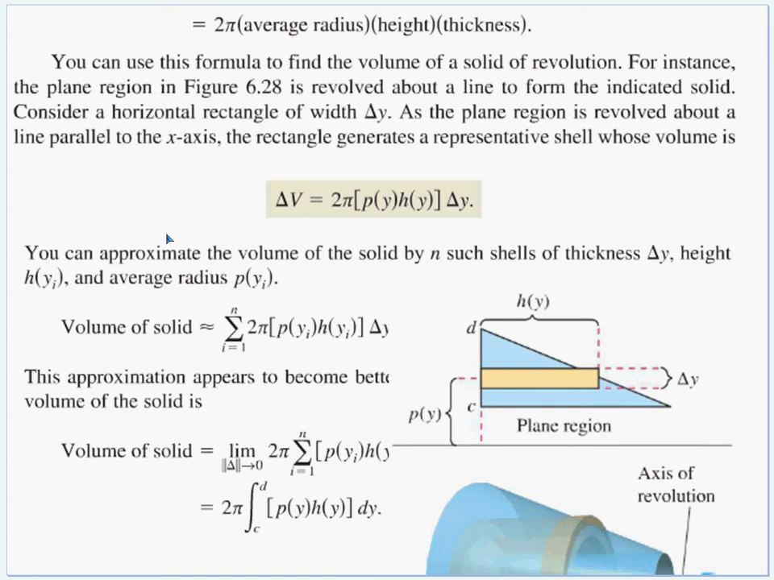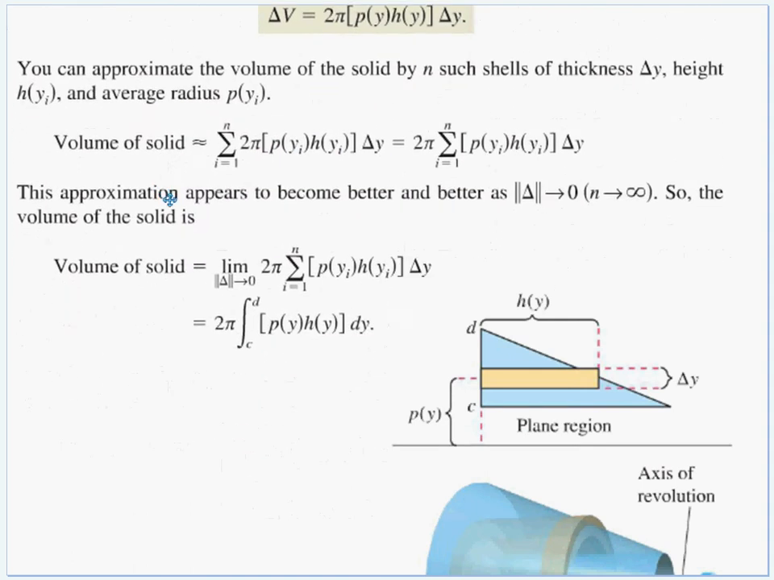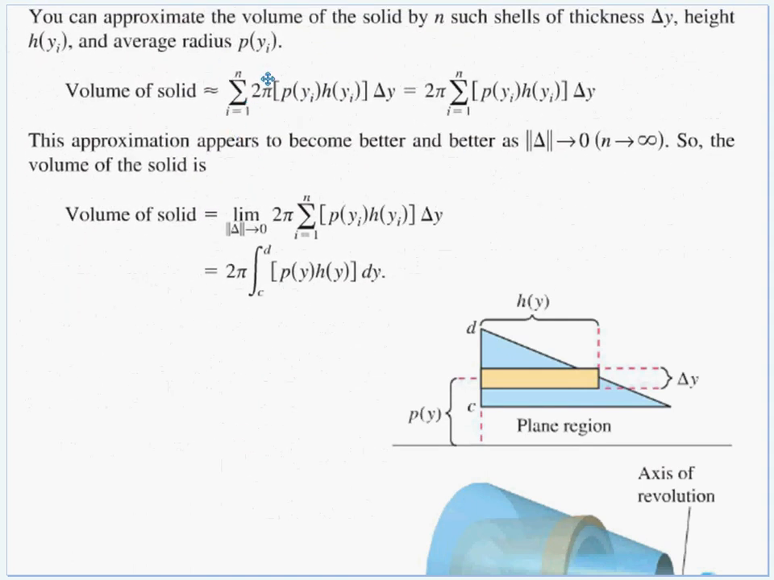We can approximate the volume of a solid by n such shells of thickness delta y, height h of y sub i, and average radius p of y sub i. So for the volume of our solid, we sum up all of those representative elements, those rotations, and the approximation becomes better and better as our norm approaches 0. Remember, that's when our n goes to infinity.